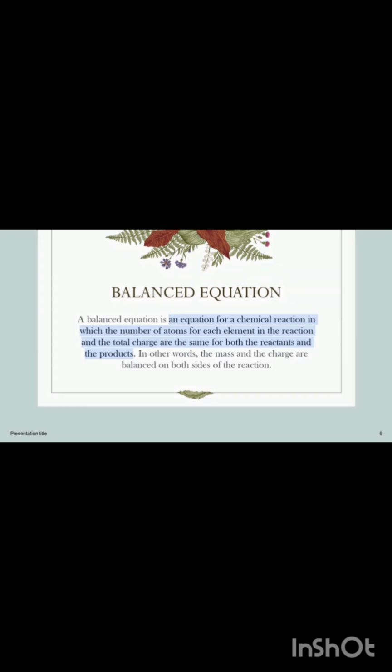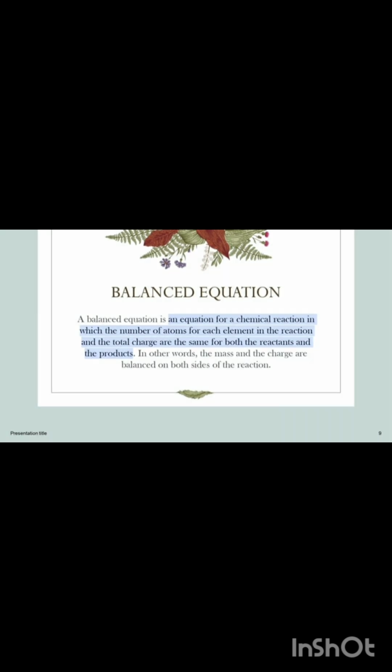So a balanced equation is something in which the number of atoms of each element in the reaction, and the total charge, are the same for both the reactants and the products. In other words, the mass and the charge are balanced on both sides of the reaction. The weight of the products should be equal to the weight of the reactants, and also the charge.